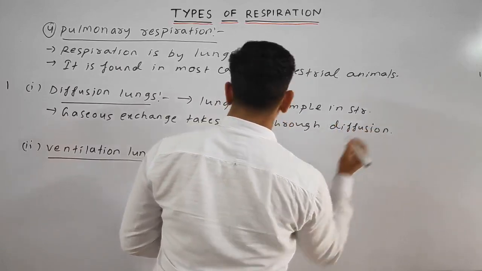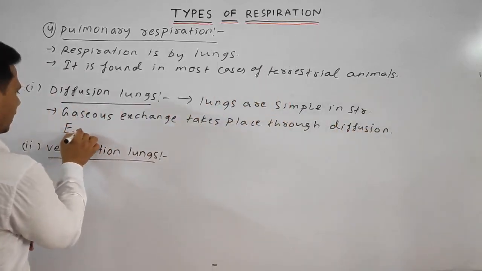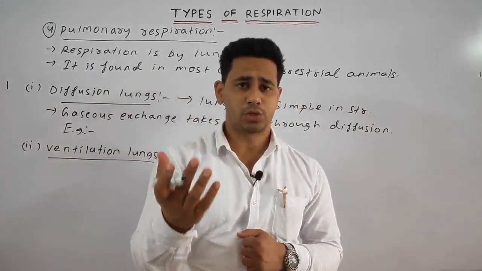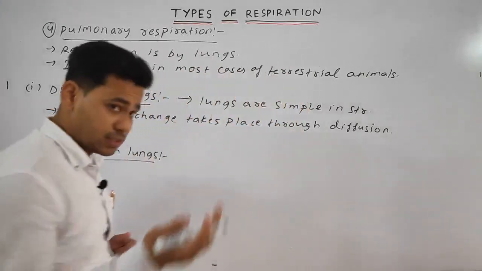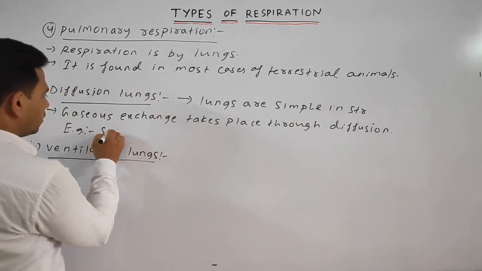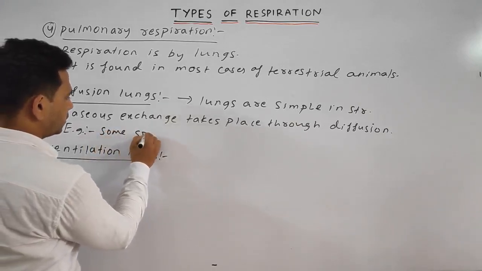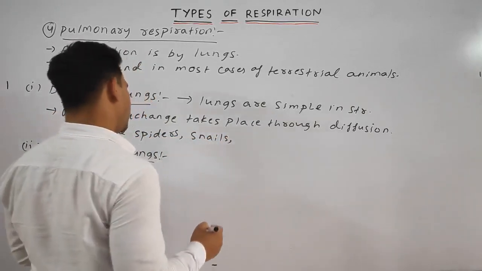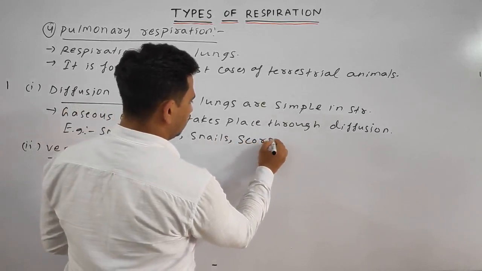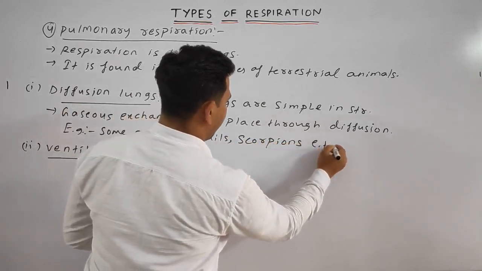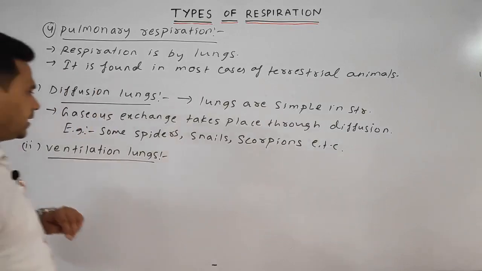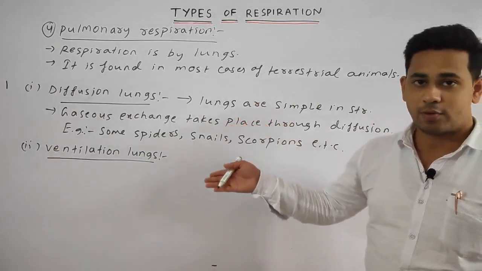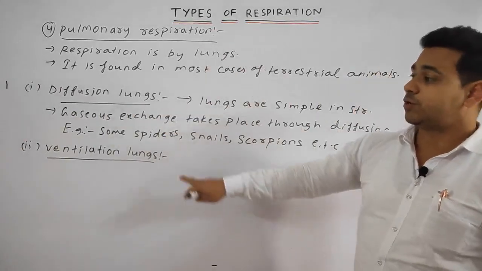Okay students, what are the common examples? This type of lungs is generally seen in some spiders, some scorpions also, and snails also. We can write spiders, snails, and also scorpions, etc. So next, what are ventilation lungs? We discussed the type of lungs called diffusion lungs. Next is ventilation lungs.